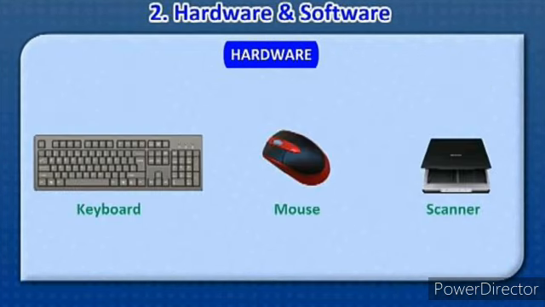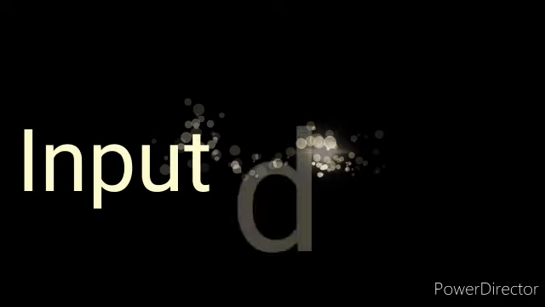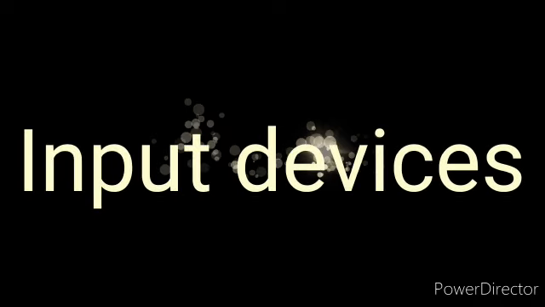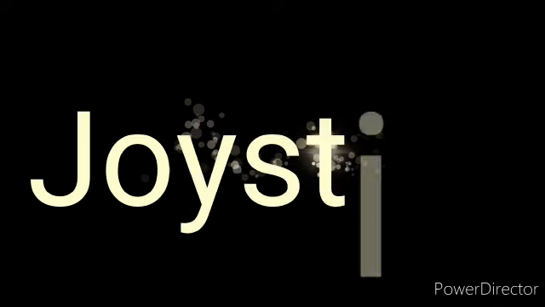Keyboard, mouse, scanner, joystick, microphone, light pen, and tablet. These are some examples of hardware parts of the computer. The first category of the hardware that we are going to discuss is input devices. And the first input device that we are going to discuss is joystick.